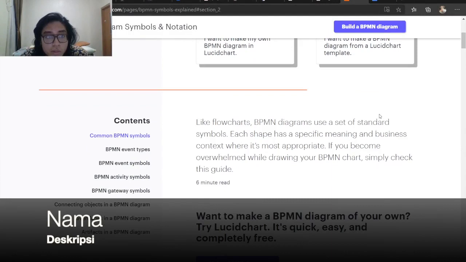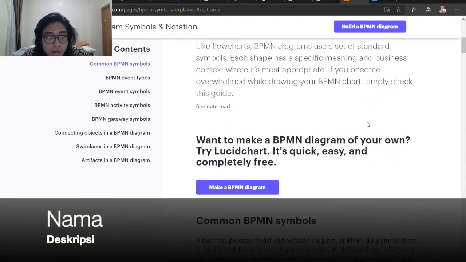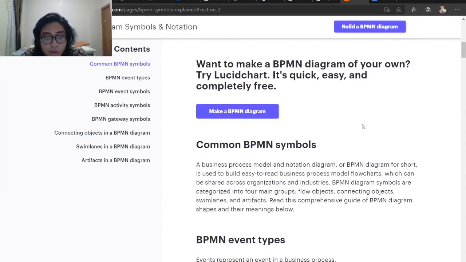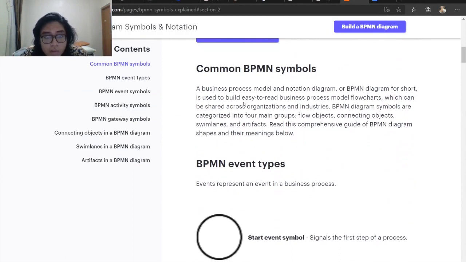And today I will be explaining about BPMN and the diagram symbols notation. So, what is BPMN? BPMN is business process model and notation. It is used to build an easy-to-read business process model, which can be shared across organizations and industries.